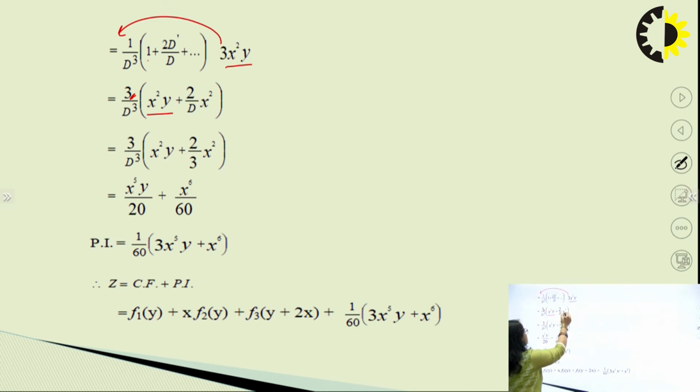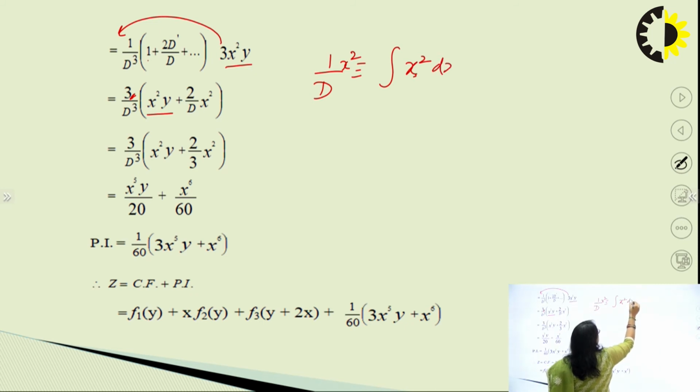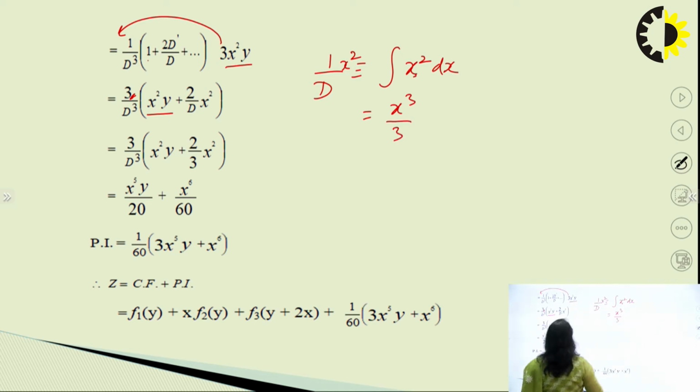So now to solve this, this 1 upon d is actually equivalent to integration with respect to x of any function it is applied to. This means if I apply it to x square, then this means integration of x square with respect to x. Integration of x square with respect to x gives me x cube by 3. So I get 2 by 3 x cube as my value. This should be cube.